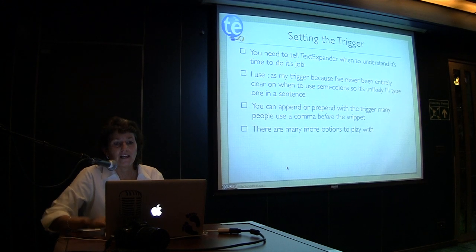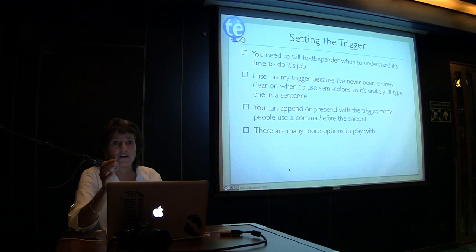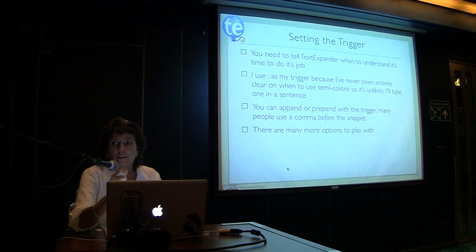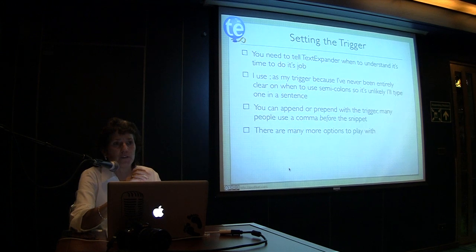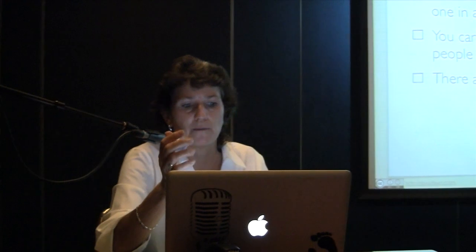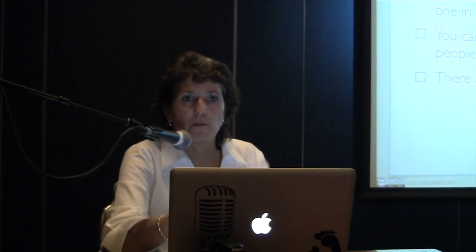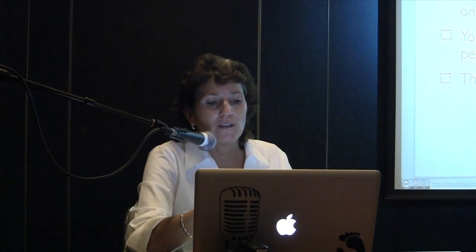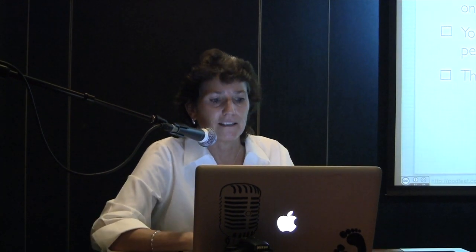So, I mentioned that I use semicolon, that's called the trigger, the thing that actually makes it happen. You can have TextExpander start expanding as soon as you type it, or you have to hit a trigger. There's two ways to do it. I prefer to use a trigger and control it, but you could have it where if you typed NM, it would instantly expand that. I like it to have the trigger, so I put the semicolon on it. You can put something after or before as a trigger. So a lot of people use a comma. Like I said, I use comma BB. I don't know why that one's not BB semicolon, but it isn't. So a lot of people use the comma beforehand, and they seem to like that as well. And again, there's a ton more options to play with.